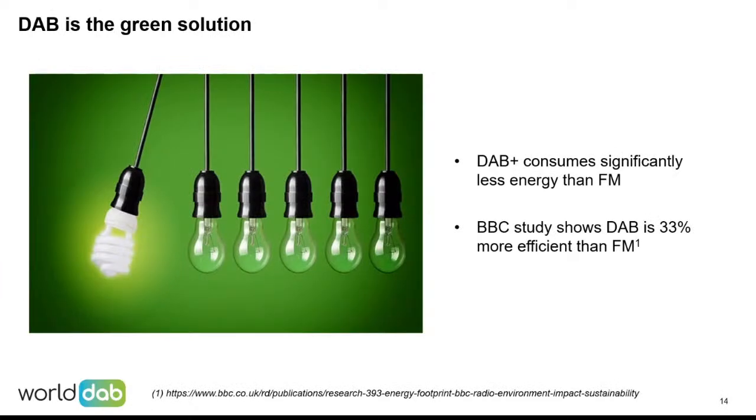Now, one of the key themes I want to highlight was that DAB is the green solution. We saw that the cost of broadcasting on DAB+ was much lower than on FM per station. It's also true that DAB+ consumes significantly less energy than FM. The BBC conducted a study which they published in October of last year, and the headline from that was that DAB was 33% more efficient than FM. Just to be clear, they took into account both the energy consumption associated with distribution, but also the energy consumption of receivers.